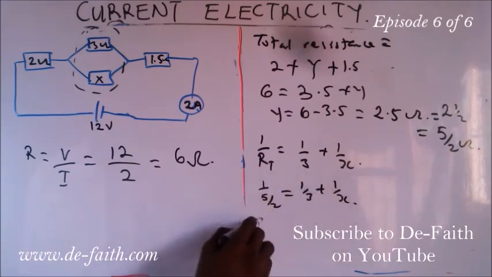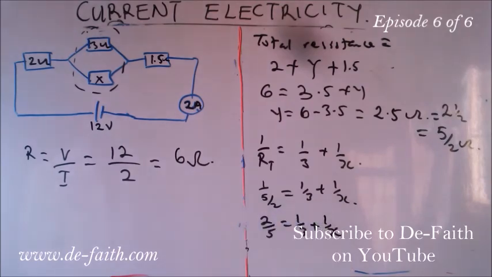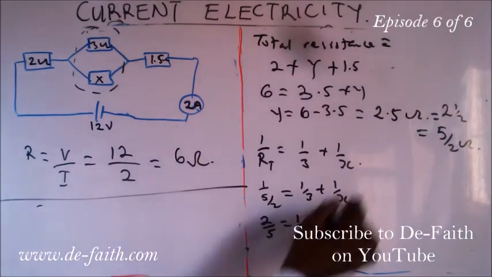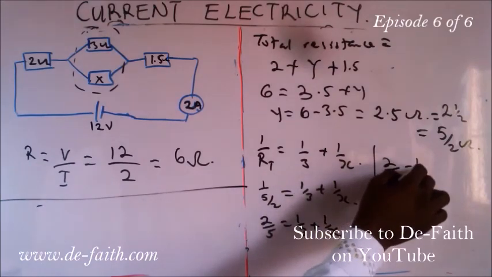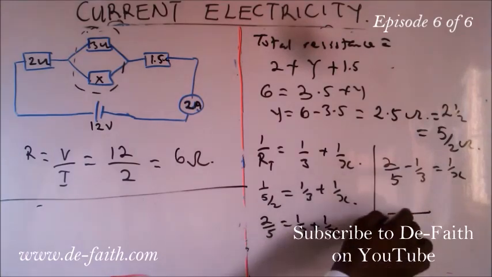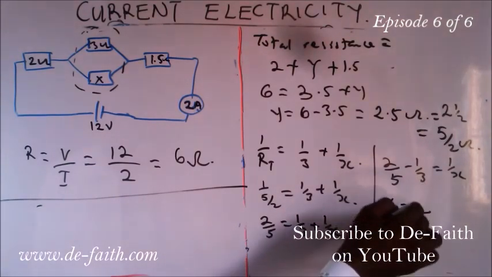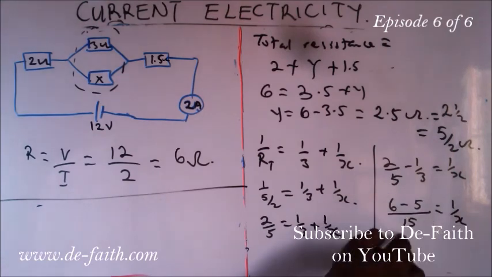So we have 2 over 5 equal to 1 over 3 plus 1 over x. We collect like terms, where we have 2 over 5 minus 1 over 3 equal to 1 over x. We find the LCM of all this, and that is 15. 3 times 2 is 6, 3 into 5 is 15, 3 into 15 is 5, 5 times 1 is 5. So we have 1 over 15 equal to 1 over x.